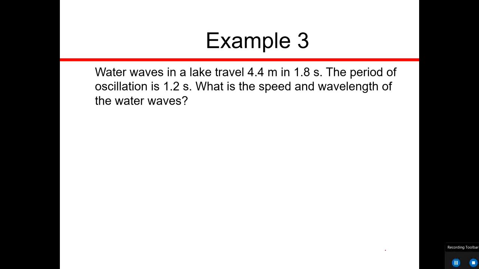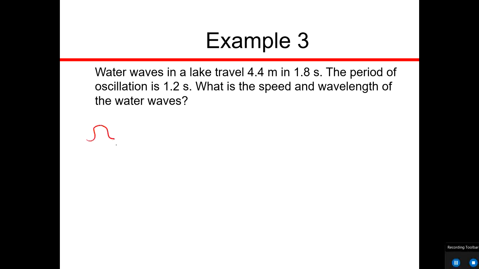For our last example, we have water waves in a lake traveling 4.4 meters in 1.8 seconds. The period of oscillation is 1.2. What is the speed and wavelength of the water waves? Here is where we have to be careful. We have two different times, so we have to distinguish which time is the travel time and which time is the period of the waves.